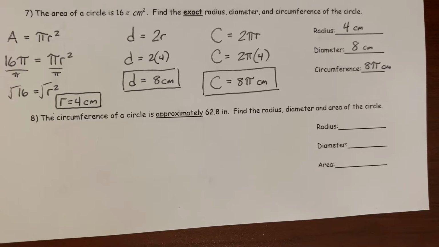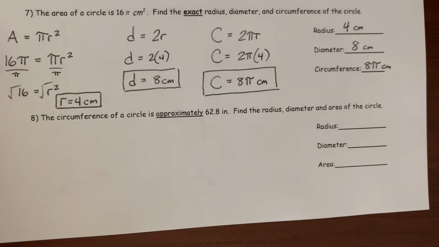So now we've reached a problem like number 8. Circumference of the circle is approximately 62.8 inches. Find the radius, diameter, and area of the circle. If you are starting the question with an approximate answer, then that means that everything that you do in the rest of this problem is going to be approximate. So there's going to be no need for us to leave this as an exact answer. We can just leave it as approximate.